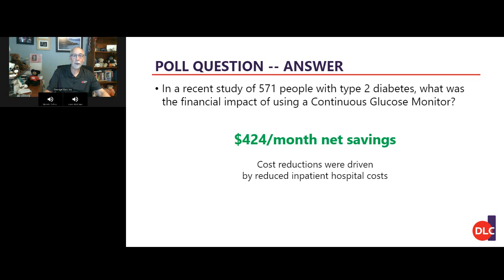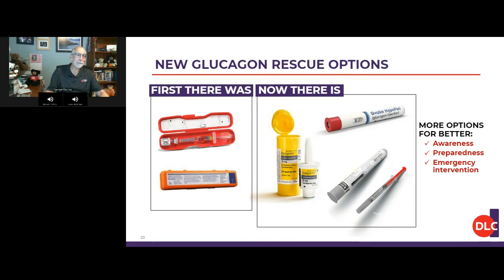And those savings were driven by reduced inpatient hospital stays. That patient sees when they're dropping low, they see when they're going high, and they can take action that they otherwise would not have taken, and they stay out of the ER and they stay out of the hospital. These things are substantially cheaper than a hospital stay. So thanks for playing along. I appreciate that. Let's talk about some other things that are out there now.